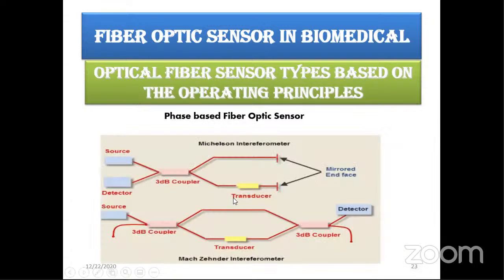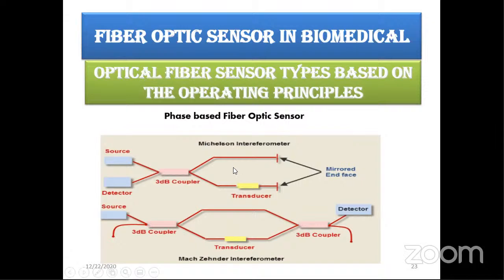Like that, here also the source signal will be split into two beams. In the phase-based fiber optic sensor, it will be separated into two parts. One is for the reference signal and another one is for the sensor. So here there may be some variations in the light parameters that will be measured by this transducer, and these two signals will be compared. This is the phase-based fiber optic sensor.